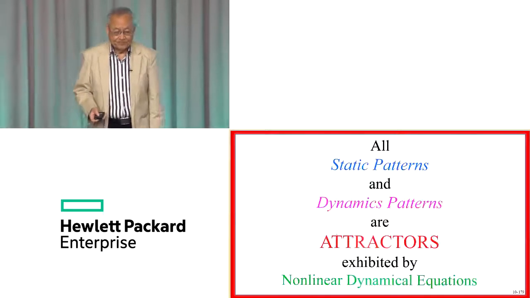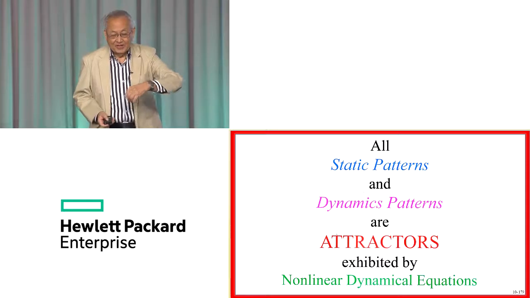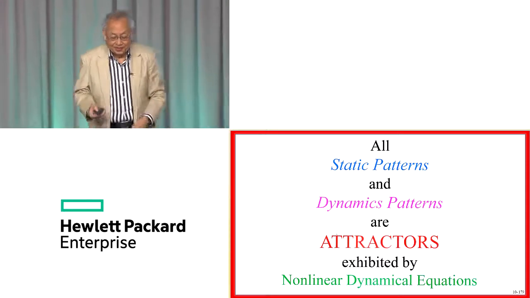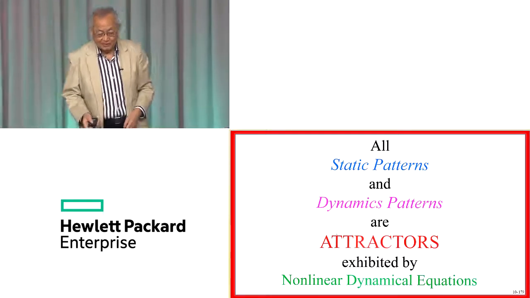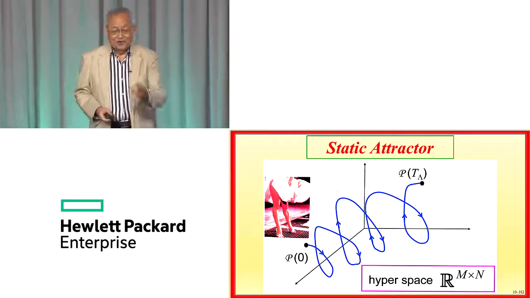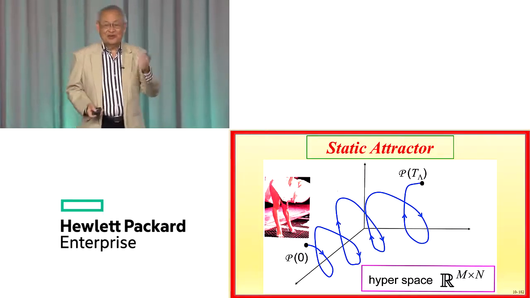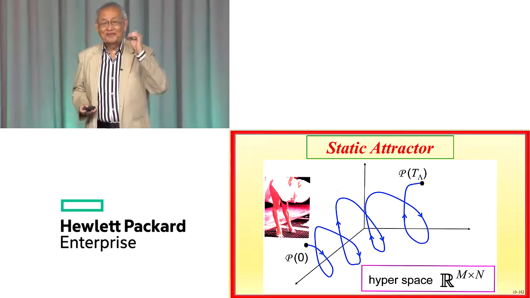Okay, now we can apply the same thing to static patterns and dynamic patterns. But I think I have only 2 minutes left, so I'm going to go quickly. By the way, quick question. How many of you recognize this picture? Great. That's because of associative memory. That's because of local activity.